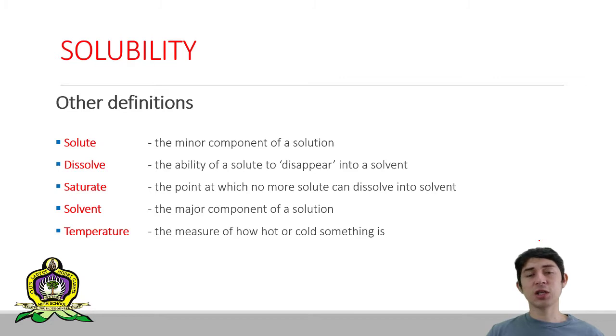So these are the definitions of the words highlighted in red in the previous slide. The first one is solute, and a solute is a minor component of a solution. But what does that mean? It means when you mix two substances together, the one that contains less, that is the solute. Now dissolve. According to the slide, to dissolve is the ability of a solute to disappear into a solvent. That means that when you add salt into the water, eventually you notice that the salt disappears because it dissolved.